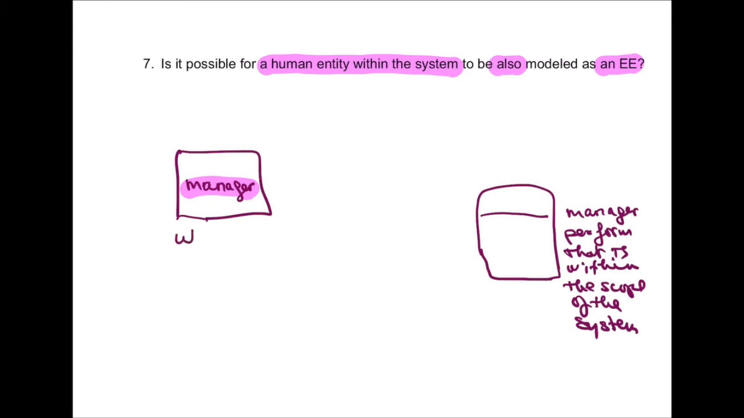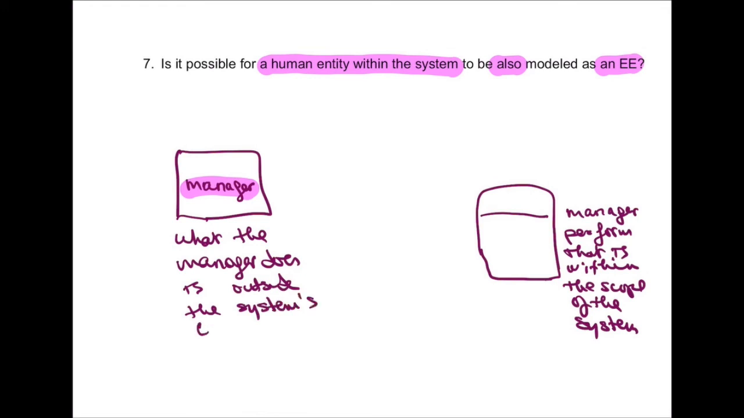In this case, what the manager does, in other words, the role, is outside the scope. So it's a matter of whether it is inside the scope or outside the scope. If it's inside the scope, it's a process. If it's outside the scope, it is an external entity.